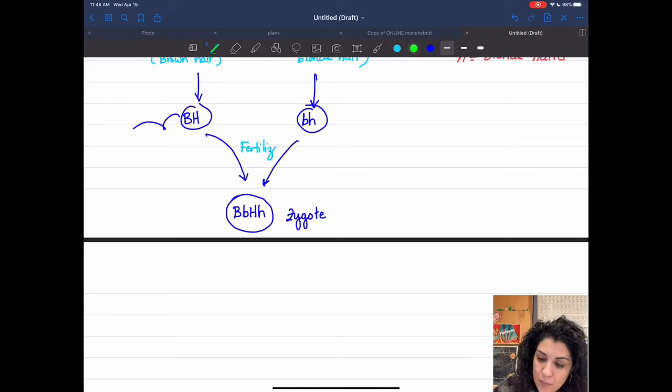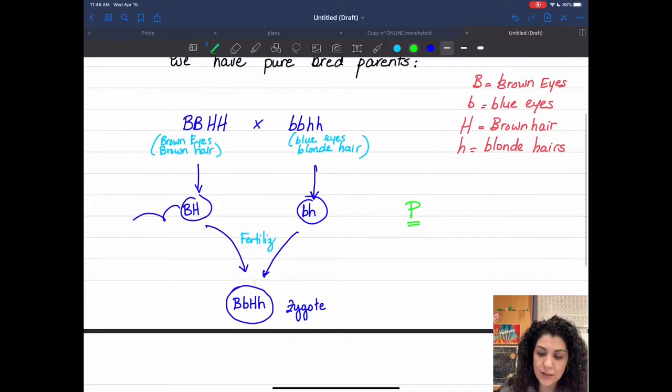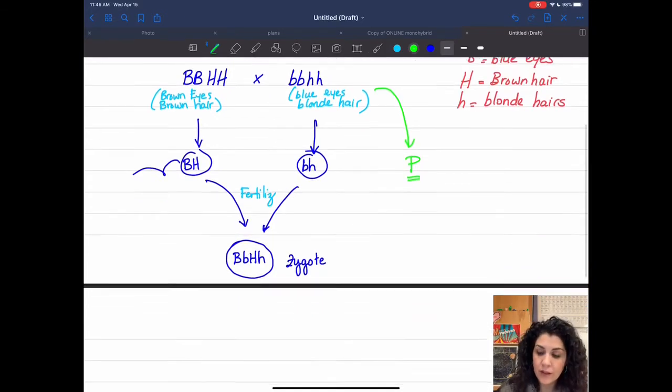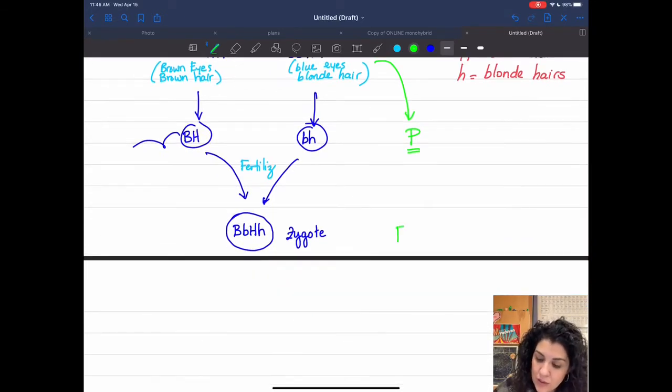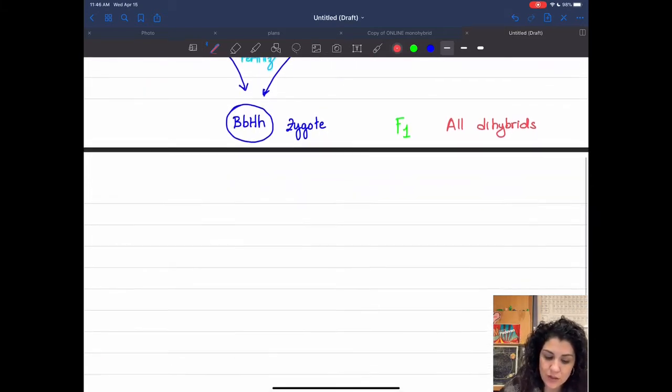So if these were my parents right here, and that's what the parents could give, then these would be my F1 generation. All of the babies that those two parents can have are hybrids. But in this case, they are called dihybrids. They are heterozygous for both of those traits. So they are dihybrids.